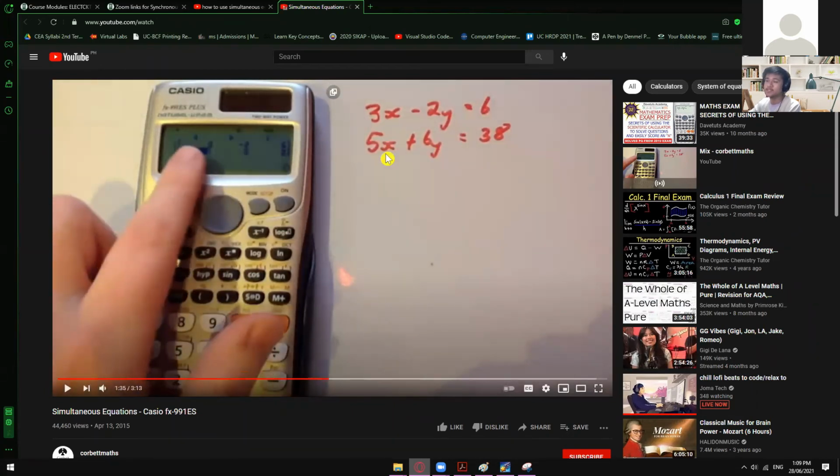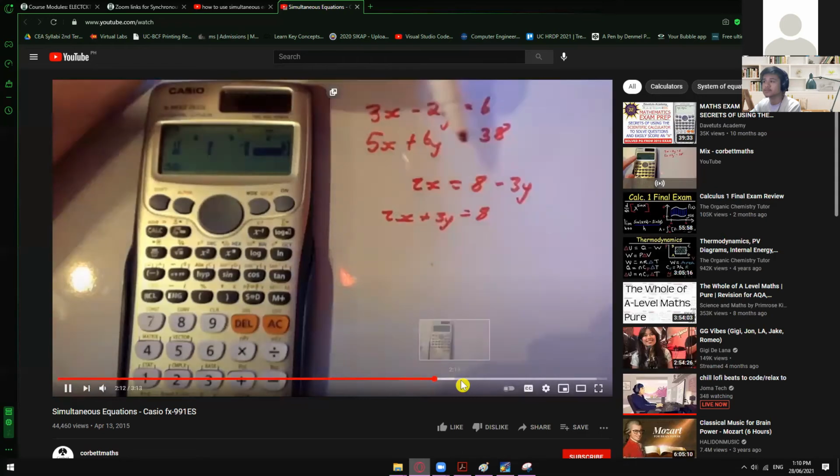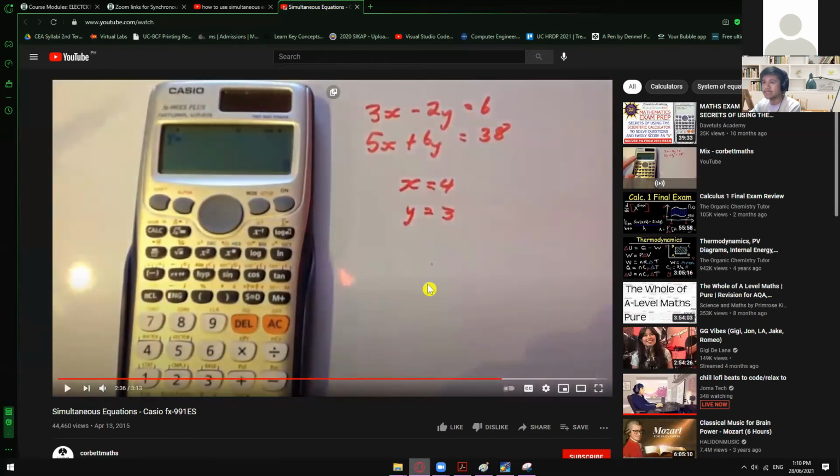Do the same on the second equation. So 5 equals, and then it will lead you to the second coefficient, which is the letter B. So +6 equals, and the last one is 38 and then equals. Then after that, if you press equals, it will give you the values of your x and y. In here, the solved values from the calculator are x is equal to 4, and y is equal to 3.